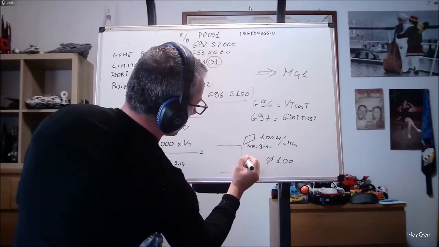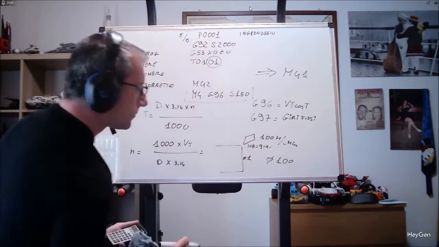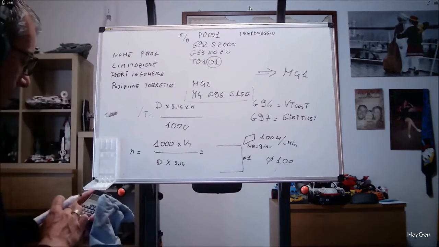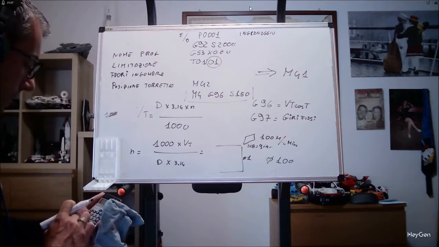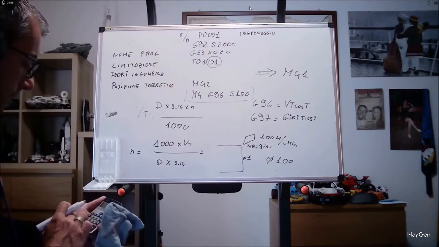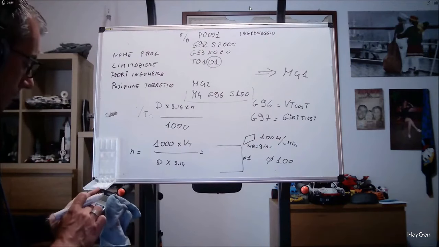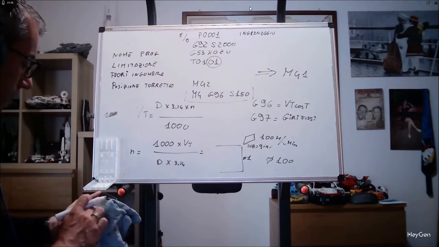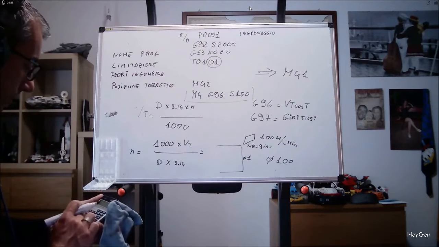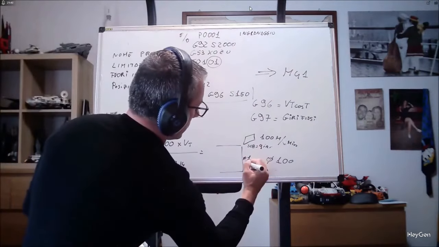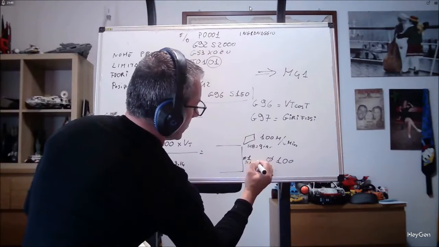When I reach a diameter, let's say 1, be careful, my number of revolutions will be 100,000 divided by 1 divided by 3.14. So 31,000 revolutions. 31,000 revolutions.